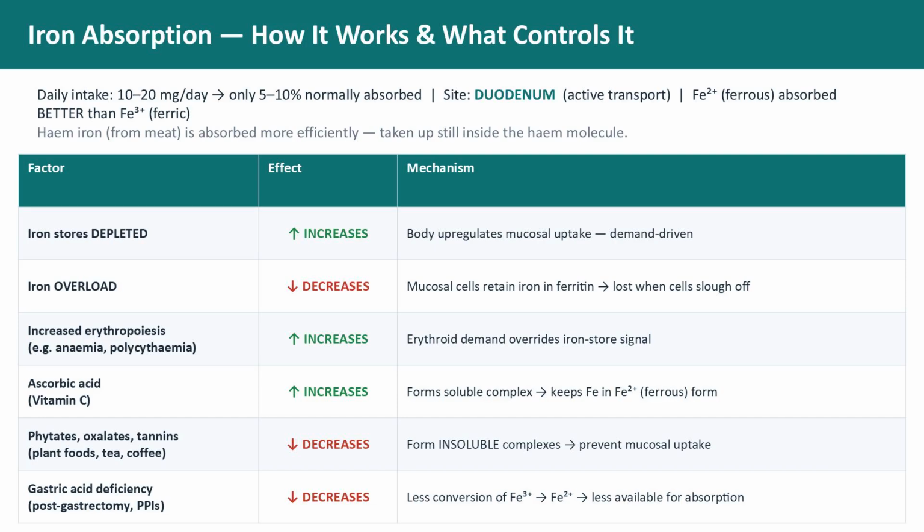Iron absorption is a complex process influenced by various factors. Depleted iron levels increase absorption, while overload decreases it. Ascorbic acid enhances absorption, whereas certain foods and medications can inhibit it. Understanding these mechanisms helps in managing iron intake effectively.